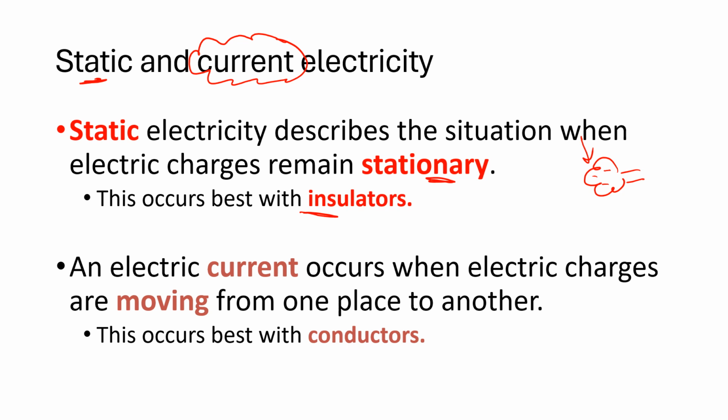On the other hand, we say that we have an electric current when the charge starts to move from one point to another. And this happens when we have an electric conductor. So when we have a wire and you have a battery, then electricity will go through this wire, for example, to light up your lamp.